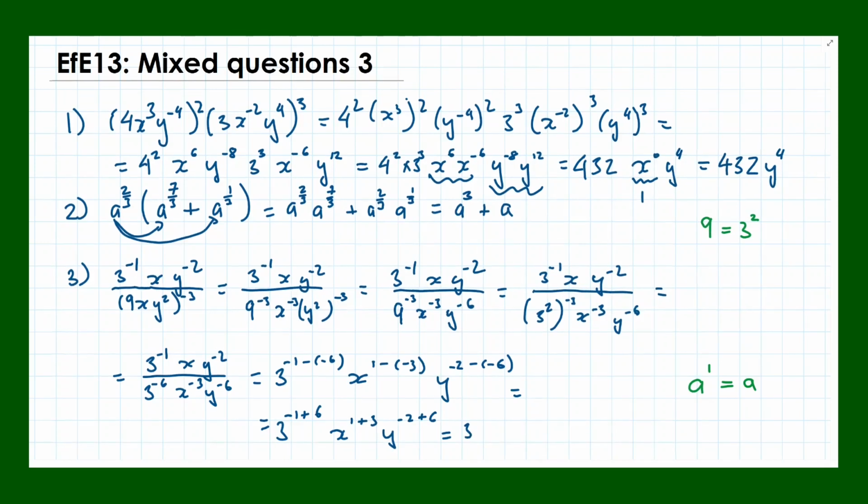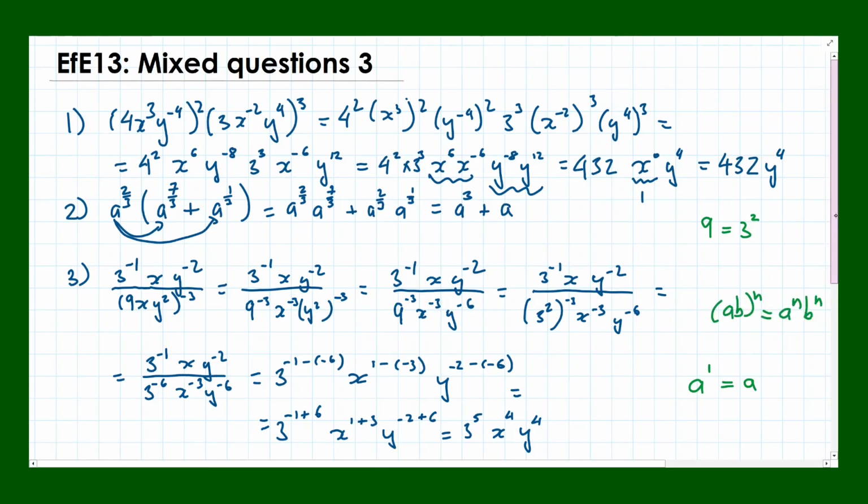So the final power for 3 is going to be 5 because that's minus 1 plus 6. X is going to the power of 4 because that's 1 plus 3, and y is going to be to the power of 4 again because that is minus 2 plus 6. So that's the result of the third example.